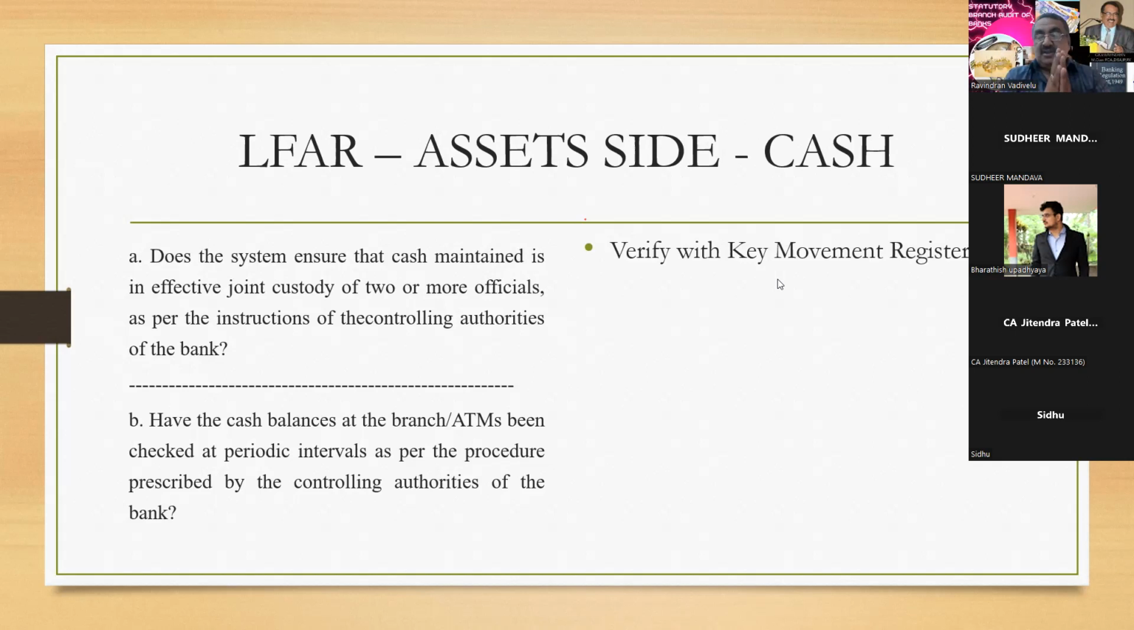So you go and turn the pages of the key movement register. Both the officers or the cashier have to sign it. If anybody goes on leave, he has to hand over the keys to another person, and the same thing has to be signed and verified. It is your duty to see whether this is done on all dates. If the signature is not found in the key movement register, it is an audit objection, and you have to record the same in your audit report.